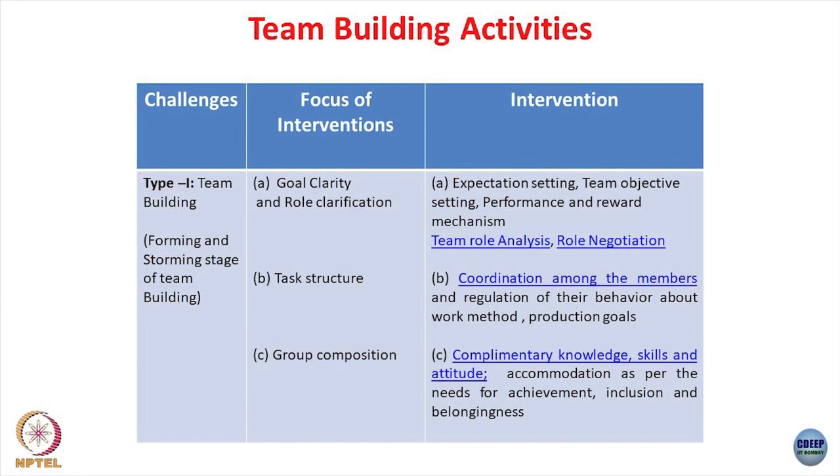Group composition is the third aspect of team OD intervention. That is about complementarity of knowledge, skill and attitude. If that complementarity is not maintained, teams generally remain suboptimal performing teams. Competency means skill, knowledge and attitude. So complementarity also has to be in all three aspects. There has to be complementarity in knowledge and skill, but complementarity is required in attitude as well. That's where the personality test, learning style, and predominant motivators become important.